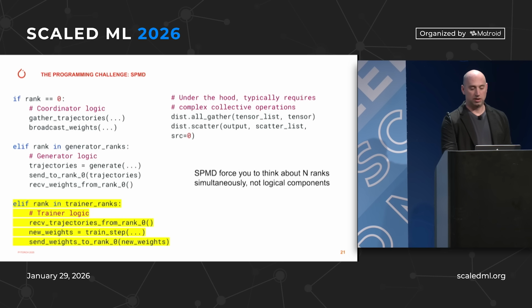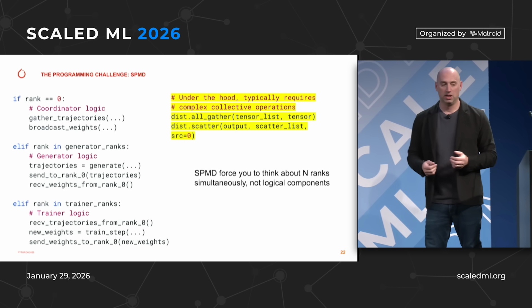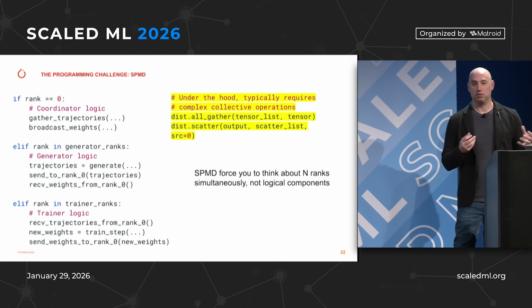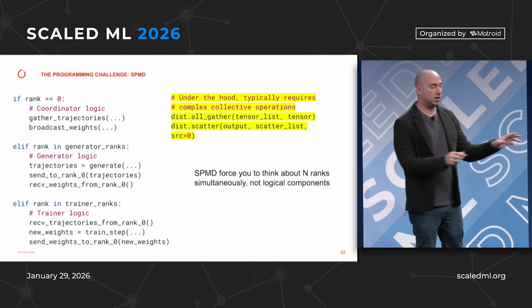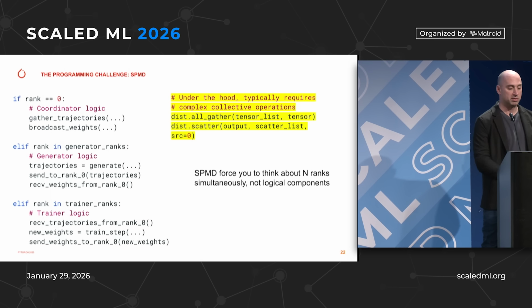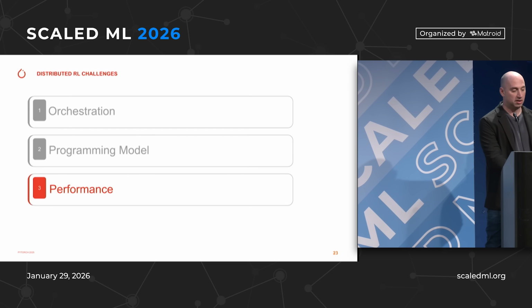And so under the hood you have all of these operations that you really don't want to dig into. It's really complex stuff, especially when you're talking about multi-data center. You might be talking about your generator running on CPUs and your trainer running on GPUs, and could be even in different places. So it becomes really, really hard. So actually, how do we do this? How do we figure this out? I'll talk about a solution in a minute.